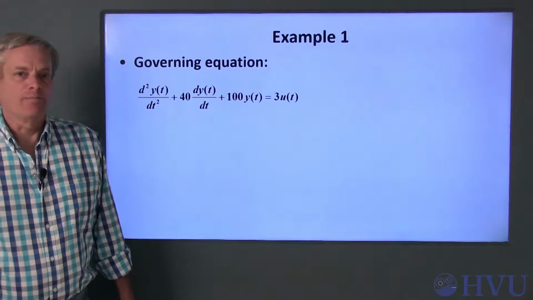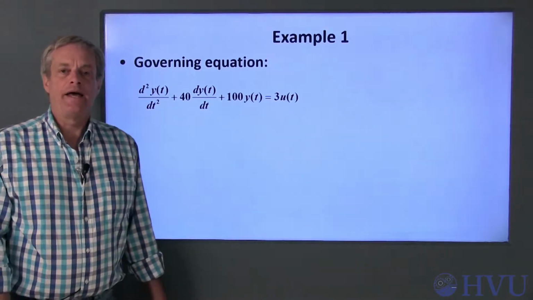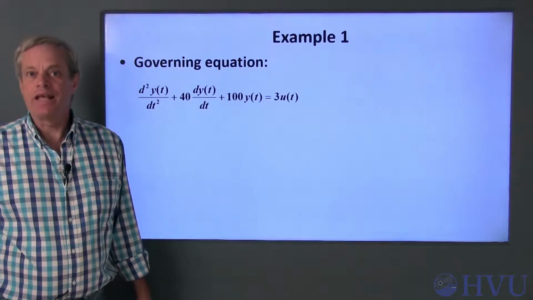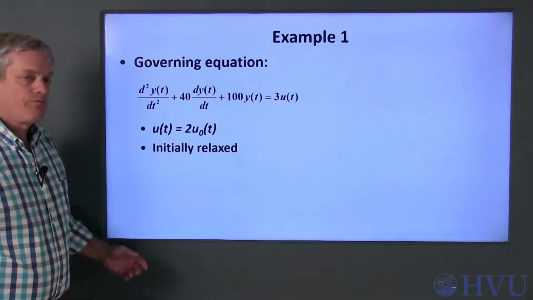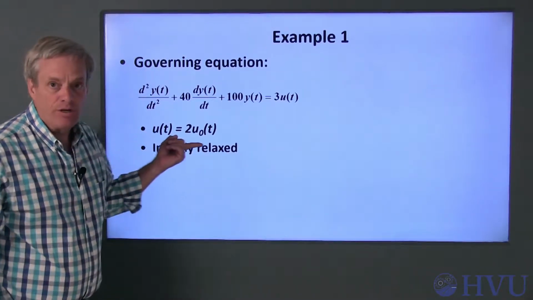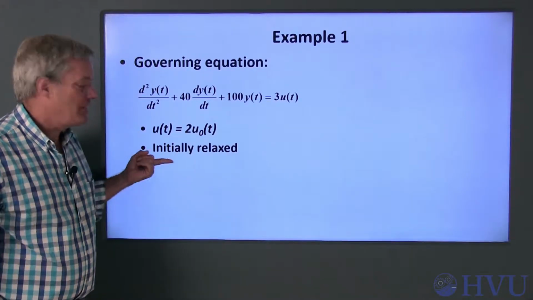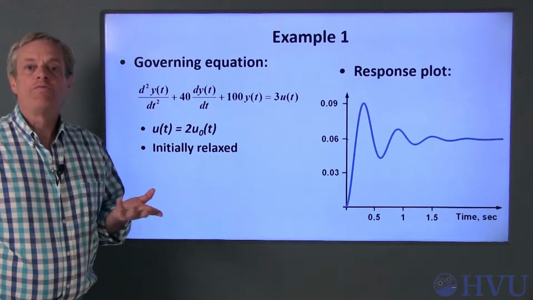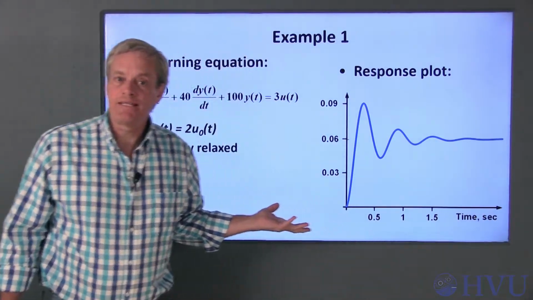In our first example, we're given the differential equation governing a system. The output Y is a voltage in an electrical circuit, and the input U is a current. We've solved this differential equation for the case of a constant input, where the input is a 2 amp step function, and the circuit is initially relaxed. We've plotted the solution of the equation here, and we want to see if our solution makes sense.